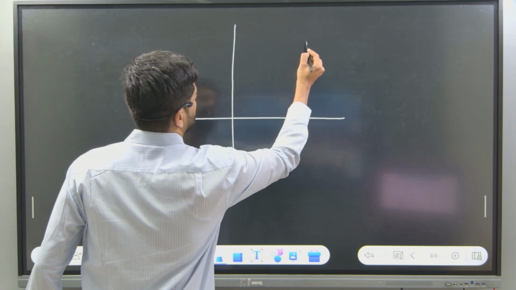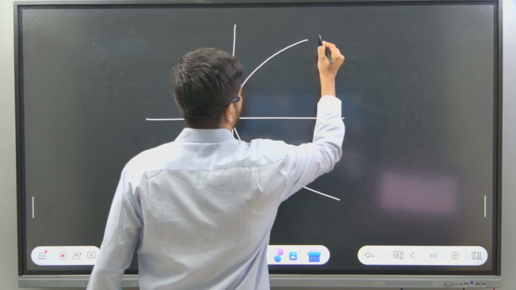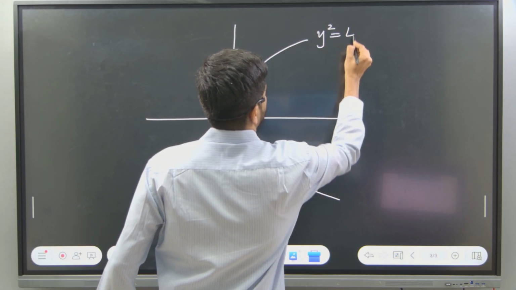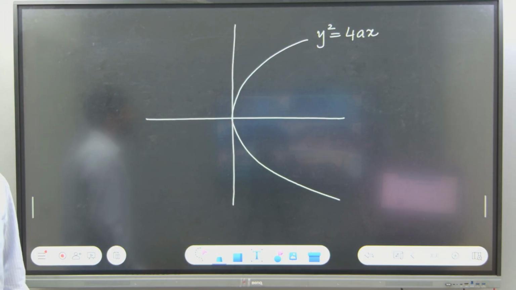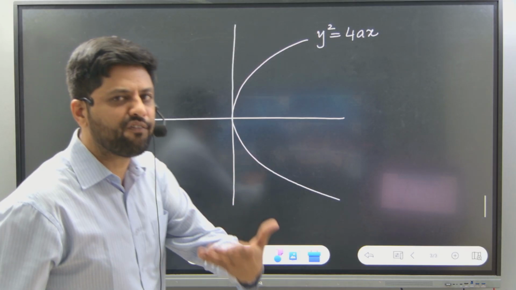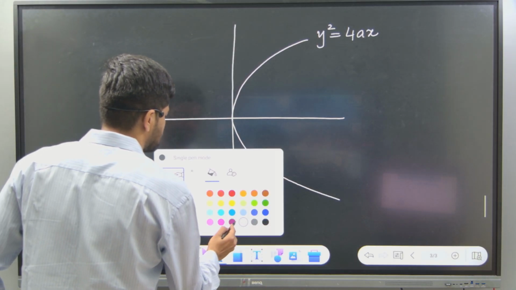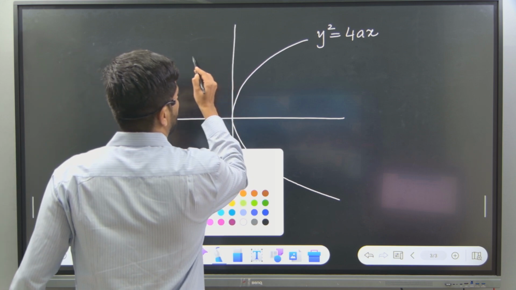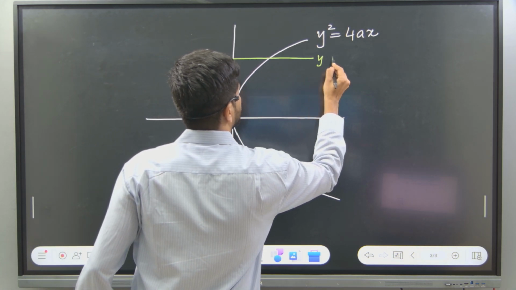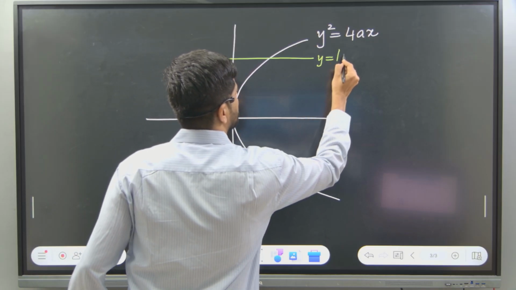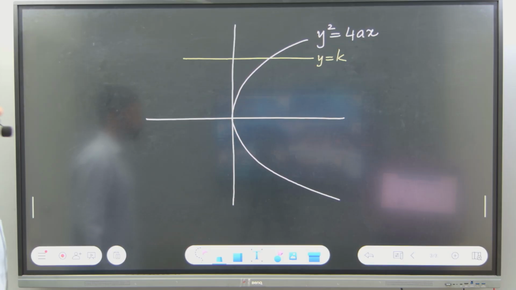Y square is equal to 4ax is the curve. Now this time the question is to find the area formed with the y-axis. If I want the area formed with the y-axis, I need a line here, and y is equal to k should be the equation of the line.